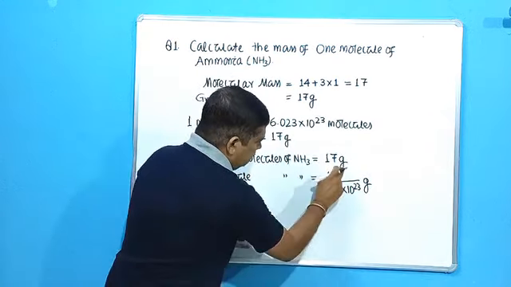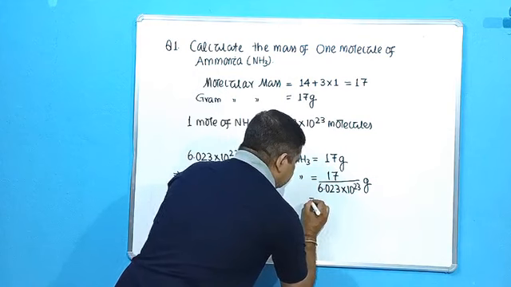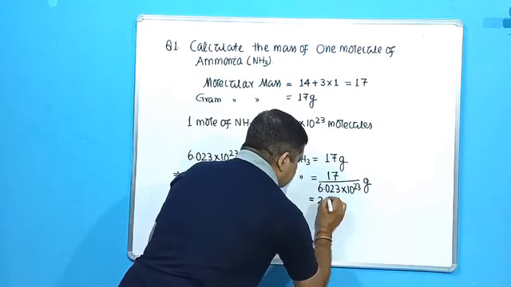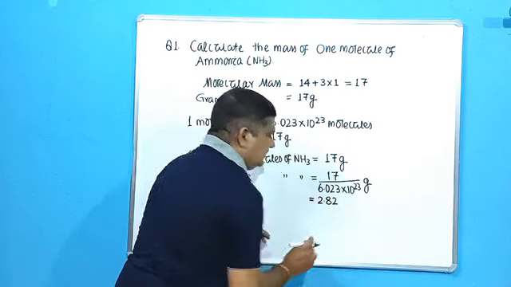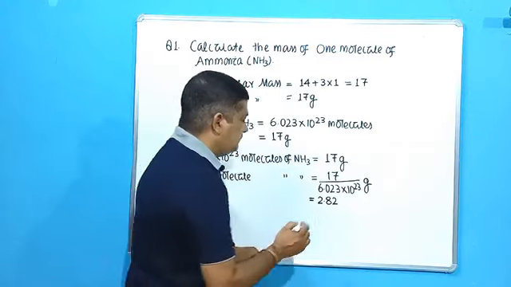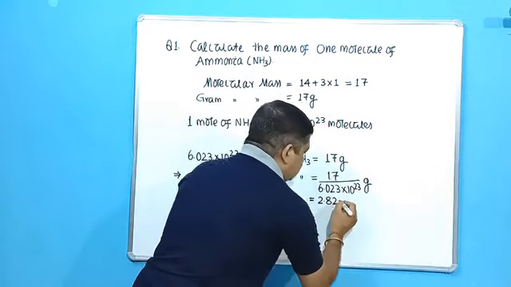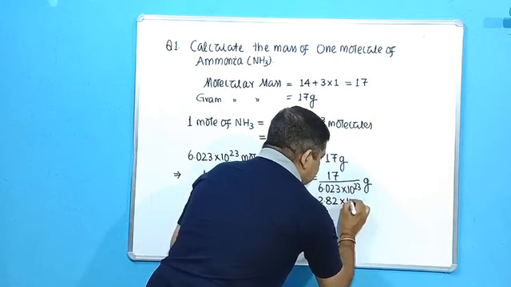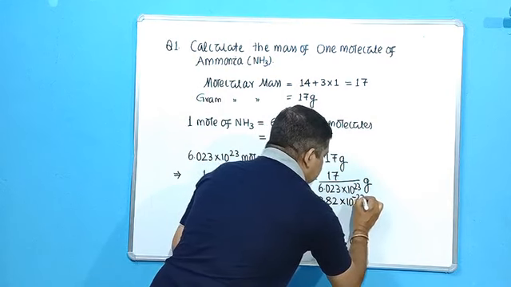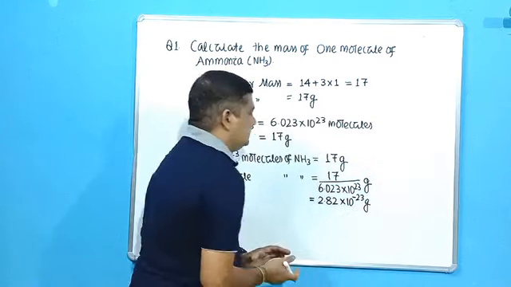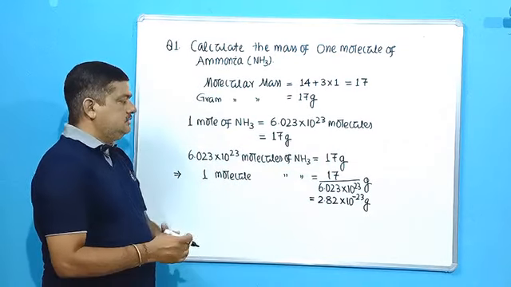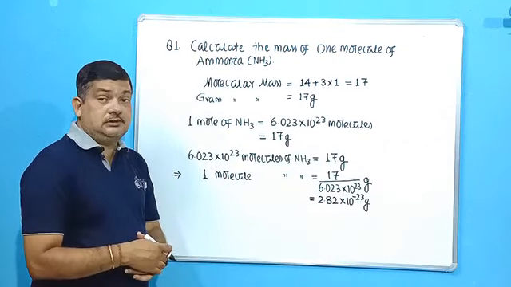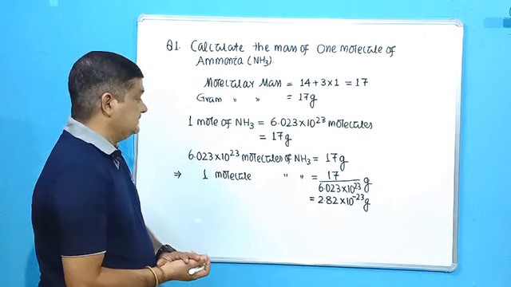So this divided will give you 2.82. You can check on your own. 10 power minus 3 will be 10 power minus 23. So 10 power minus 23 gram. So this is the answer. This is how we solve it by going through the process which I told you in the last class.